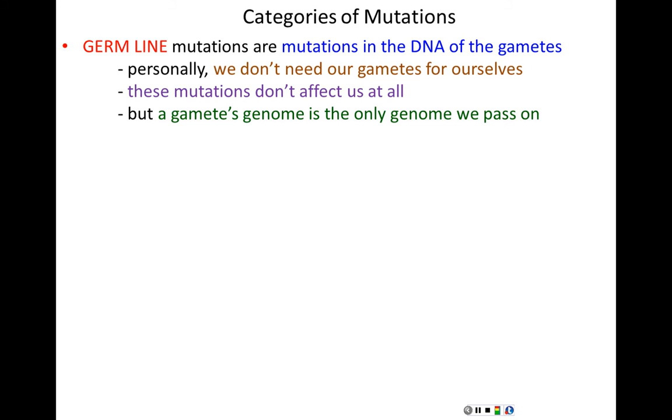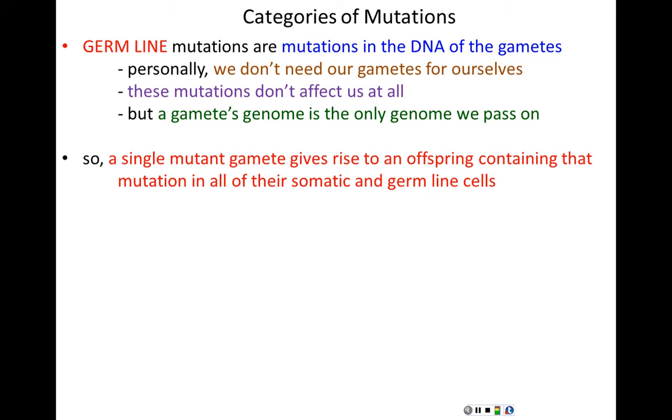Instead, they are a mutation in the cells that we pass on to make the next generation. So a single mutant gamete cell gives rise to an offspring that contains that mutation in all of their cells. Why? Because all of my cells that I have in me right now sprang from that single fertilized cell that initiated my life, and that single fertilized cell was half of my father's DNA and half of my mother's.